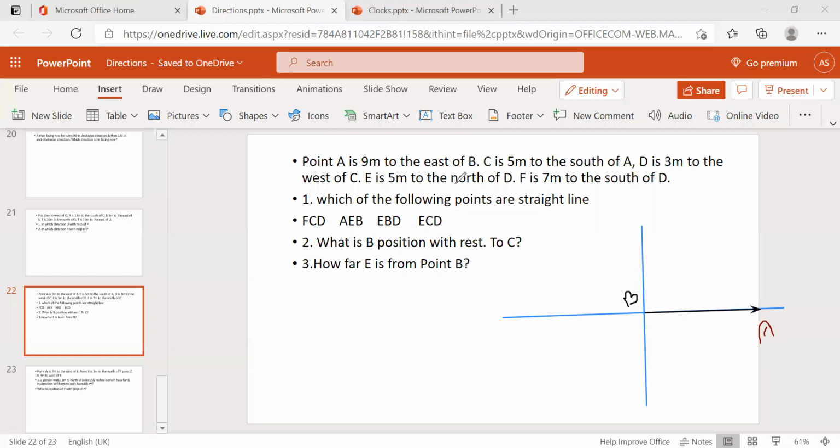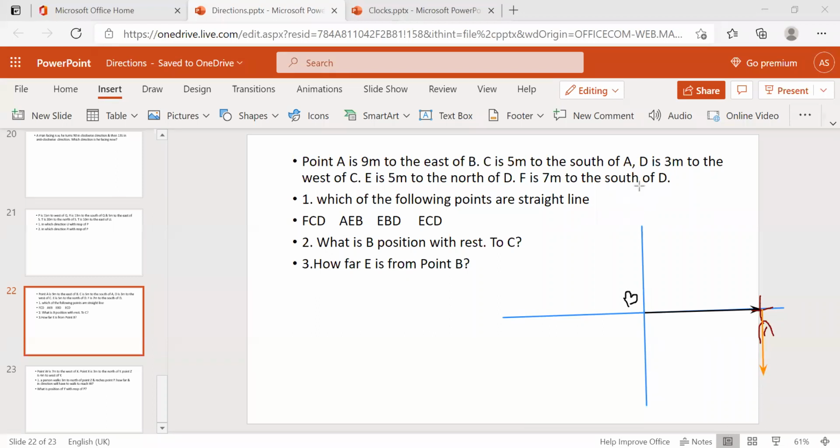And C is 5 meters to the south of A. From A, C is 5 meters to the south. So you just draw a small diagram. Which one is south? This one, right? So C is in the south of A. How many meters? 5 meters.